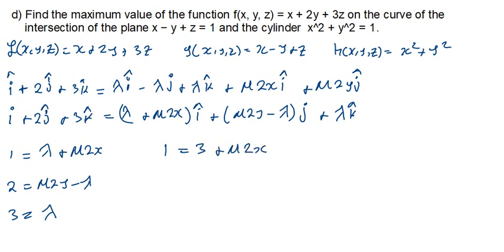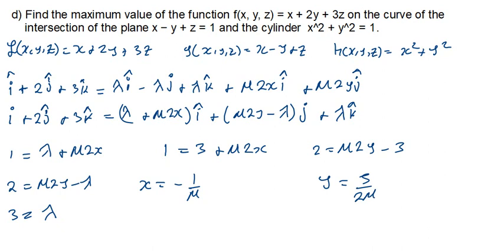So if you make x the subject of the formula here, your x will be equals to minus 1 over mu. So if you substitute in this equation, you're going to say 2 is equals to mu 2y minus the 3, which is our lambda there. Your y will be equals to 5 over 2 mu, like that.